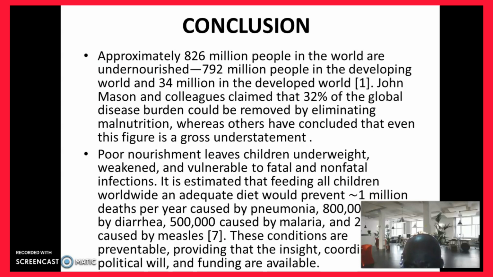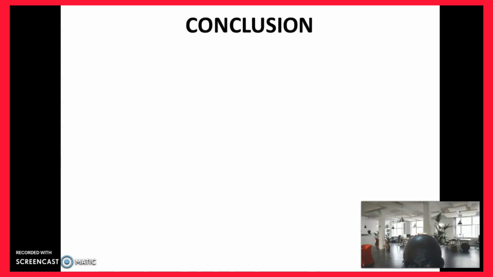It is estimated that feeding all children worldwide an adequate diet will prevent approximately 1 million deaths per year caused by pneumonia, 800,000 caused by diarrheal disease, 500,000 caused by malaria, 250,000 caused by measles. These conditions are preventable, providing that the insight, coordination, political will, and funding are available.